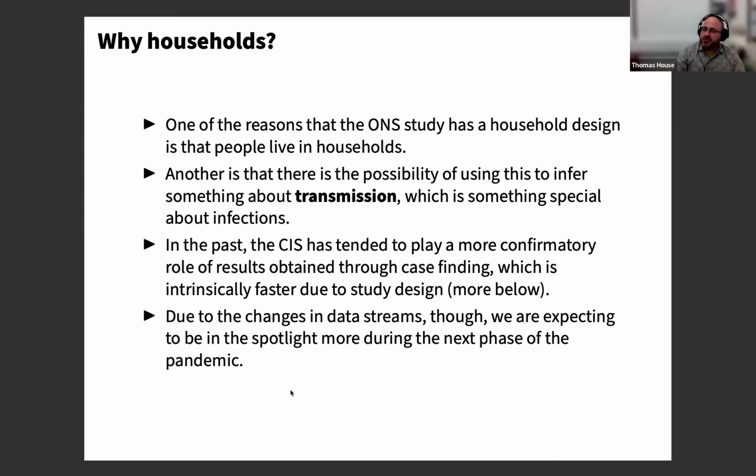So before all the testing and tracing wound down, this coronavirus infection study tended to be confirming what test and trace found, right? It was slightly frustrating in that sense. But now it's the main thing. So we're being looked at a lot more for, well, now testing and tracing is stopping, what can this community surveillance tell us?